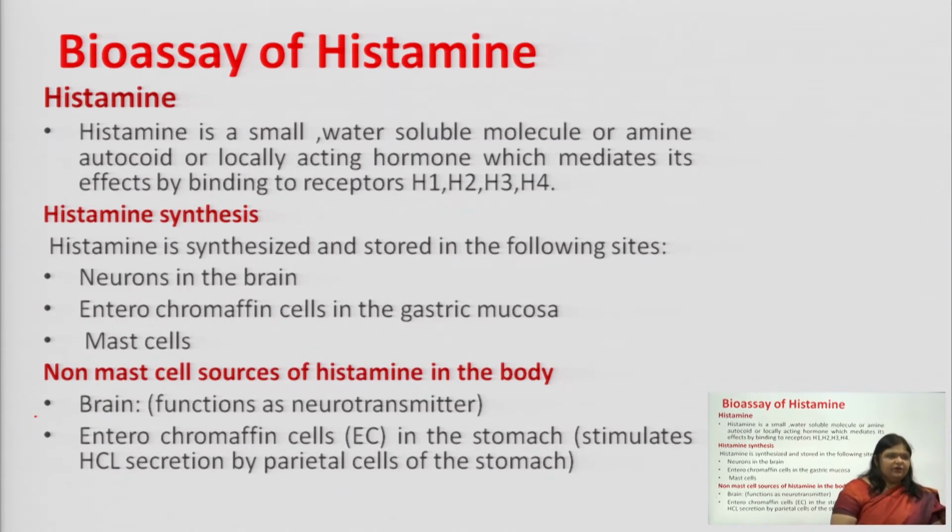They are synthesized in the neurons, enterochromaffin cells in the gastric mucosa, and most importantly in the mast cells. Now there are some other non-mast cell sources also where histamine is present in the body. They are also present in the brain, where they sometimes function as a neurotransmitter. Then they are also present in the enterochromaffin cells in the stomach, where it stimulates HCl secretion by the parietal cells of the stomach. That is why when we give antihistaminics, they are also used as antacids.